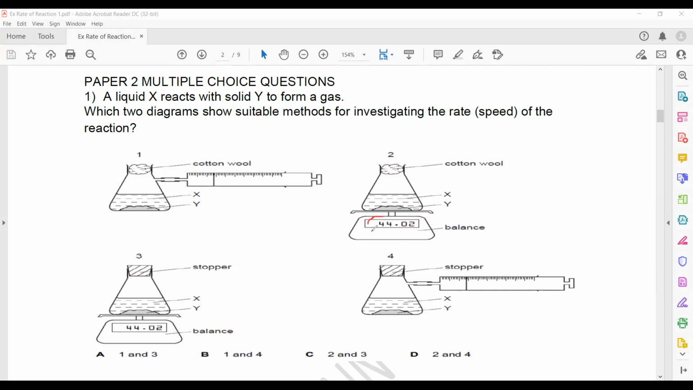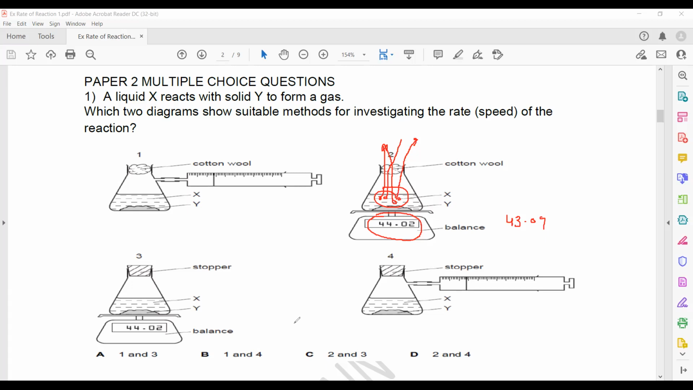Like this is 44.02 in the beginning. Now when the reaction occurs, a gas is given off. So as it is giving out the gas, particles are escaping. As the gas particles escape, what happens to the mass? It will decrease. For example, it will become 43.09. So by the change in the mass, the difference in the mass divided by time, we can measure the rate of the reaction. Is it clear, Abdullah?